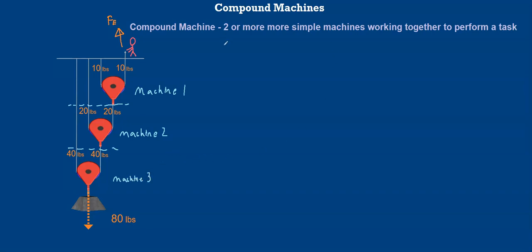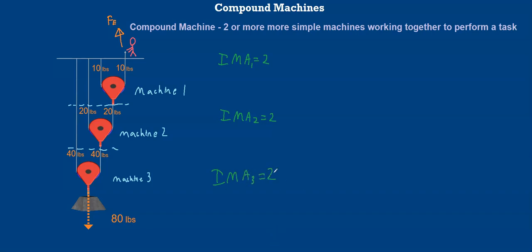And as we said, they're all movable pulleys, and as we learned in our pulley lessons, the IMA of any movable pulley is just 2. And so we can even say the IMA of machine 1 is 2, and then we can go further. We could say the IMA of machine 2, or our second movable pulley, is also 2. And then we could say the IMA of machine 3 is also 2.